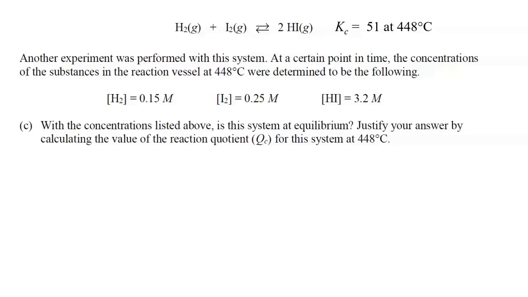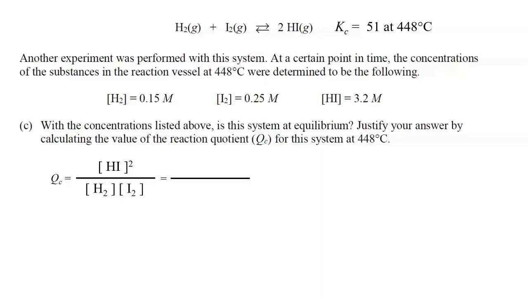We're going to calculate the reaction quotient. So with the concentrations listed above, is this system at equilibrium? Justify your answer by calculating the value of the reaction quotient for this system at 448 degrees Celsius. So our expression for QC is the same as the expression for KC. It's products over reactants: concentration of hydrogen iodide squared, divided by the product of the concentration of hydrogen and iodine.